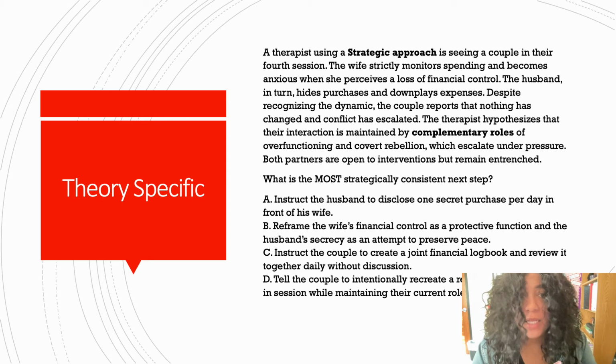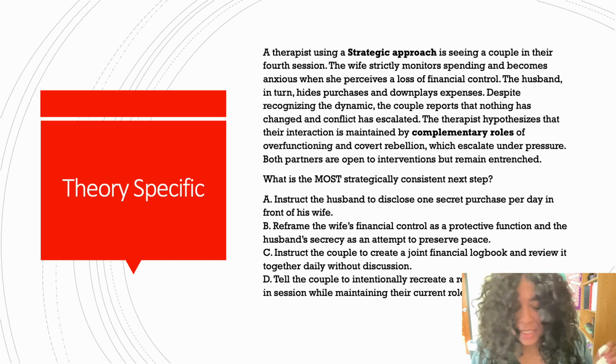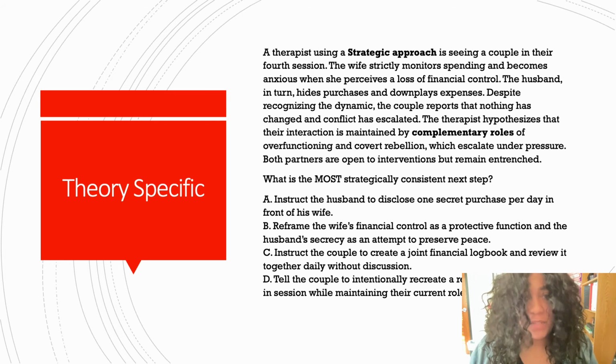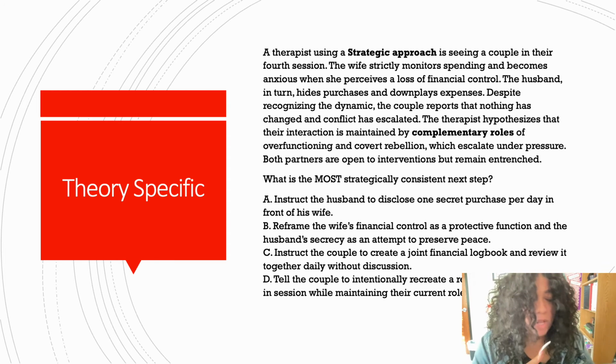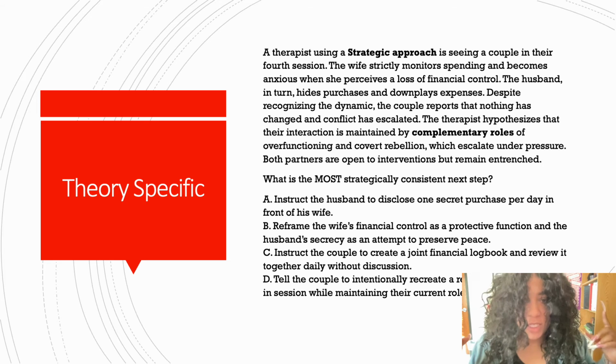So again, take a look up there and just get a scheme of what's going on. Fourth session. Wife wants control of the finances. Husband doesn't want to give it to her. He's hiding the purchases, spending money, and the conflict is escalated. There's no change being made, and you're already in your fourth session. So again, turn off Bowen, turn off narrative, and turn on strategic. Now we're thinking like a strategic therapist. This is a very specific question. You are in your fourth session. What should we be doing in our fourth session with a strategic therapist?